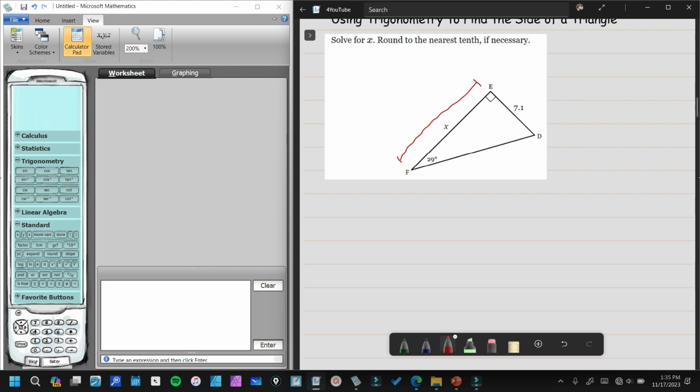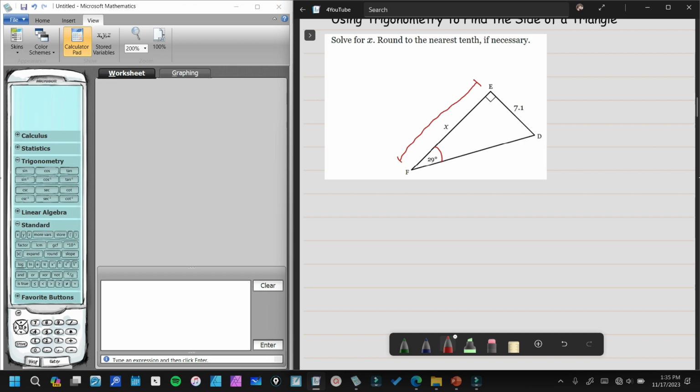All right. Now, the first thing we need to understand here is what's given. We need to know what side is given and what angle is given, so that we will know what trigonometric function we are going to use. So first, let's find the given angle, and that is 29 degrees.